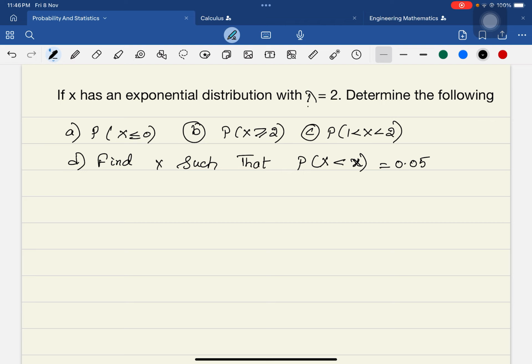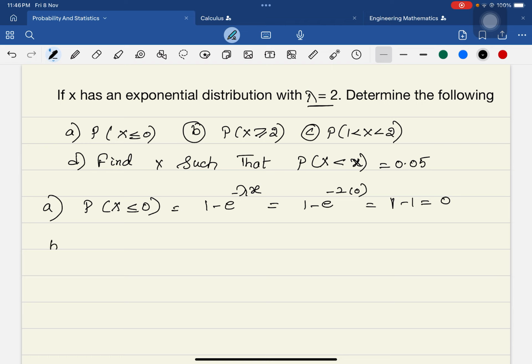He has given you the value of lambda. So determine all the following, one by one. P of x less than or equal to 0. The formula is 1 minus e raised to minus lambda x, that is 1 minus e raised to minus 2 times 0, which is 1 minus 1, which is equal to 0. And then the next one is P of x greater than or equal to 2. Here you have to use e raised to minus lambda x, that is e raised to minus 2 times 2, that is e raised to minus 4, and the value of e raised to minus 4 is 0.018.